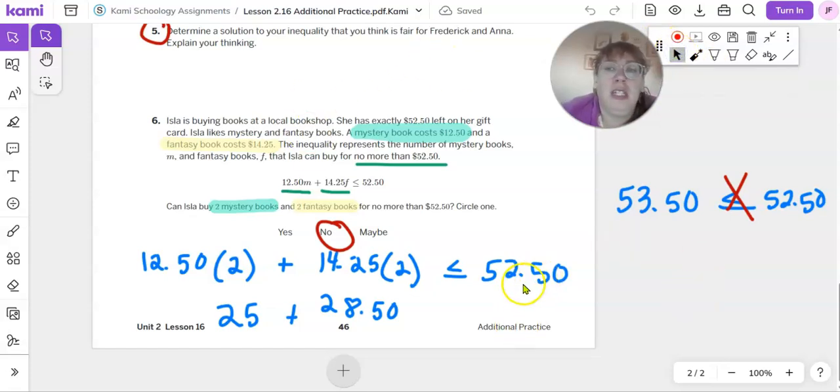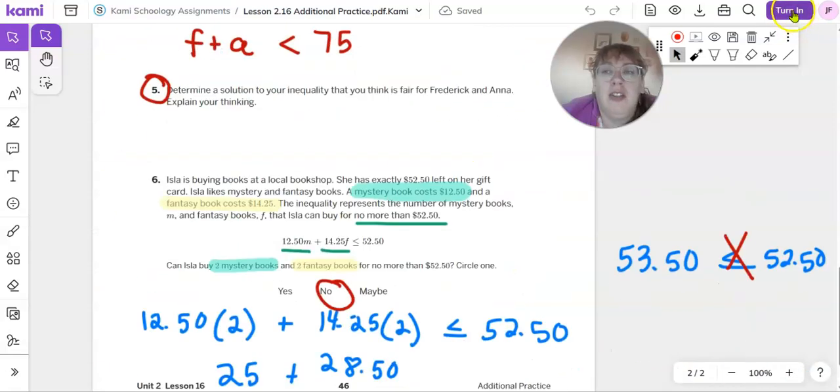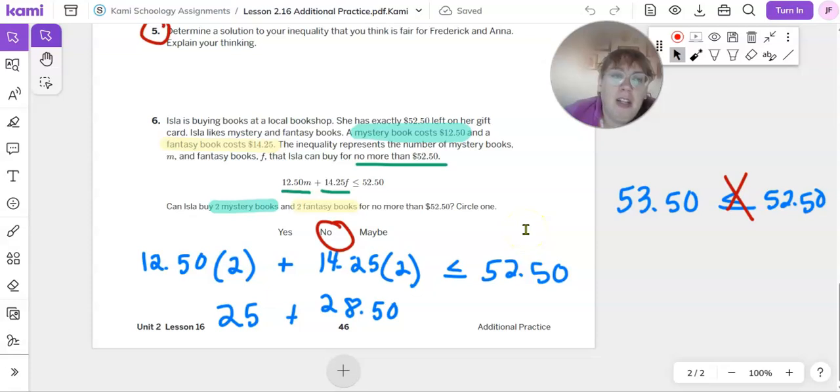Make sure you're taking all your notes here, and then you're hitting turn in the top right corner when you are finished. Hopefully you're feeling good about finding solutions and inequalities on a graph or by using the equation. Take care, my friends. I know this was a short one. See you in the next video.